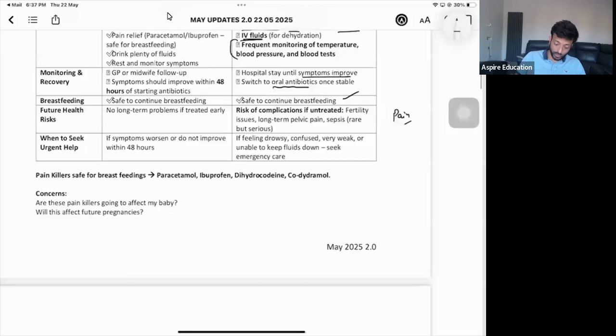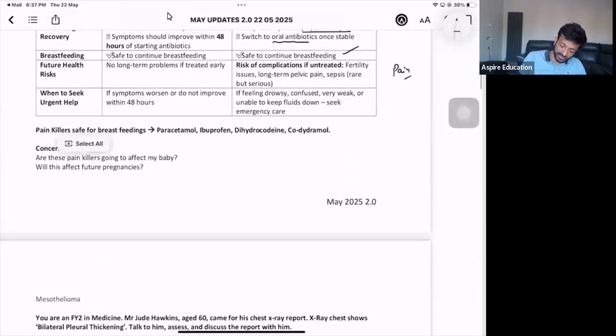So on pain, we have got two scenarios. You must have heard a scenario which is coming in SIMMAN, that is post-CS pain management. And there is another one, this endometritis. Obviously, you'll give antibiotics for treating the infection, but the patient has got pain as well. So you need to give pain management as well.